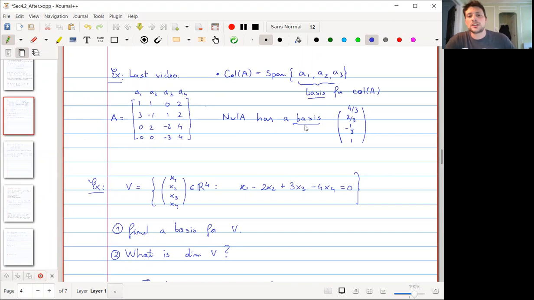Similarly, we found a generating set for the null space of A, which was given just by a single vector, 4/3, 2/3, minus 1/3, 1, which turns out to be a basis. I remind you that a basis is a linearly independent generating set.